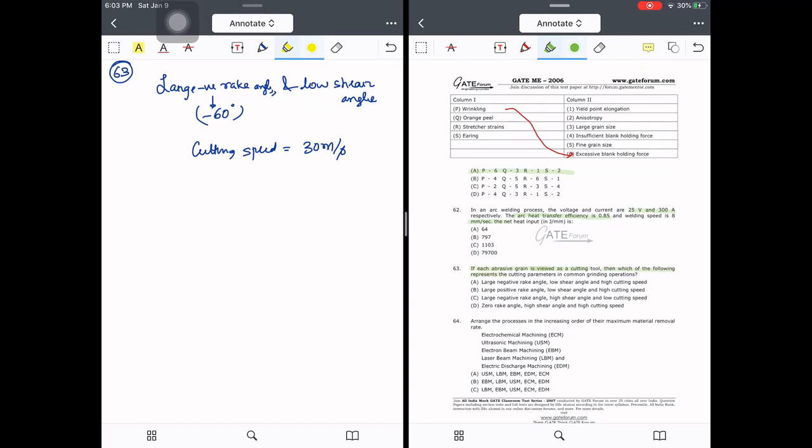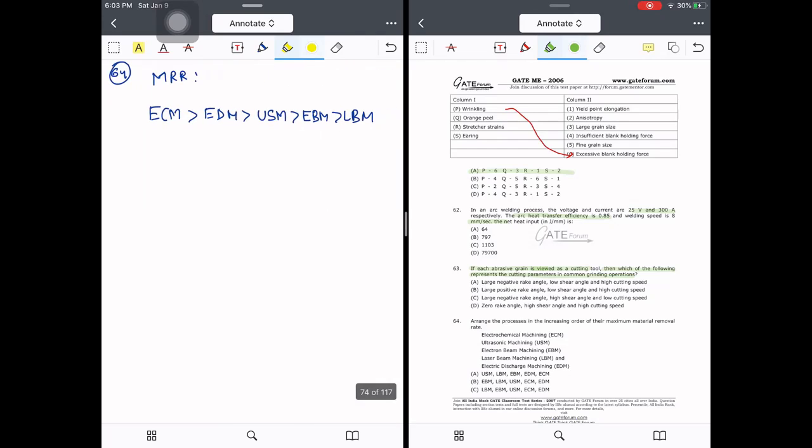Now question number 63. If each abrasive grain is viewed as a cutting tool, which of the following represent cutting parameter in common grinding operation? In common grinding operation, large negative rake angle and low shear angles are generally used, and cutting speed is generally 30 meter per second. So in grinding, large negative rake angle is used and low shear angle is used.